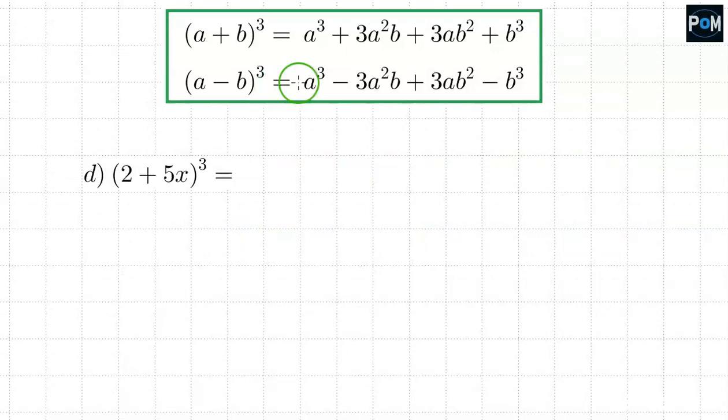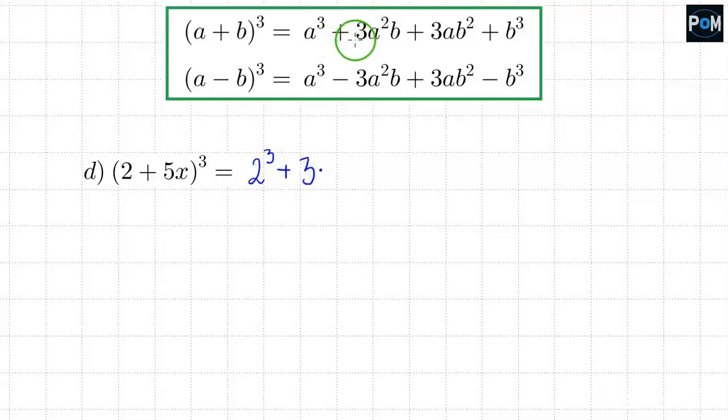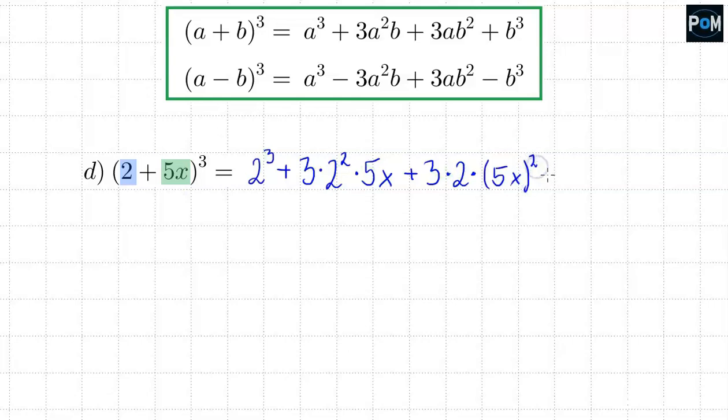Moving on to example D, in parentheses, 2 plus 5x to the power of 3. This is the cube of the sum. This is our a, and this is our b. So let's do a to the power of 3, which is 2 to the power of 3. Then there is plus 3 times a squared. Our a is number 2, so we square the 2. And times b again, our b is 5x. Plus 3 times a, which is times 2, and times b squared. So the whole in parentheses is 5x to the second power, and finally b to the power of 3, meaning the whole b in parentheses to the power of 3.